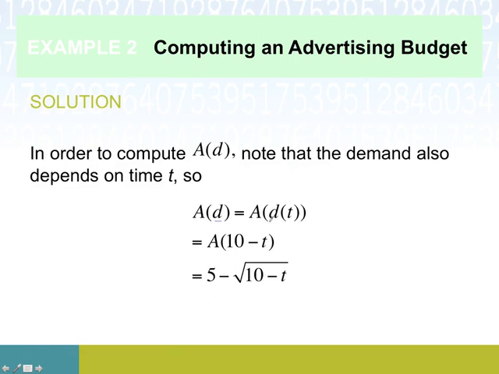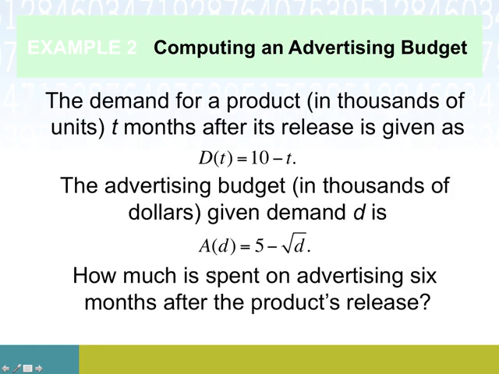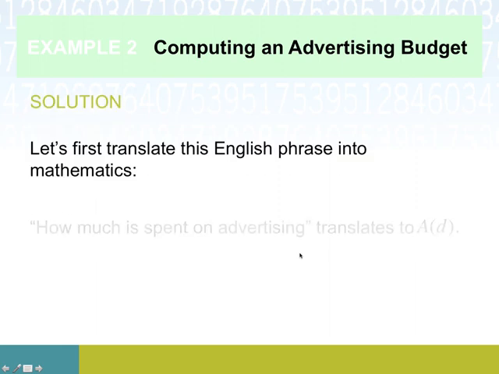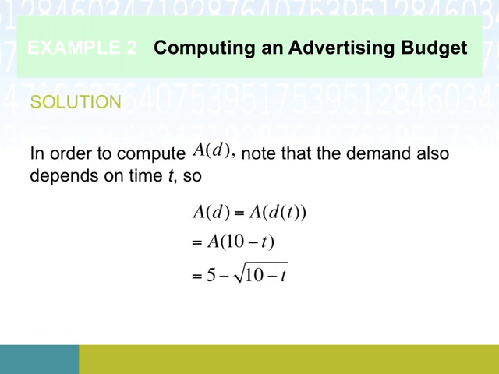So here's D, just fancying it up, putting a little tuxedo on it, D of T instead of just little d. But D of T is just this function, 10 minus T. So now what we've got is A of this expression. And A of this expression, if we look back at our original function for A, is just 5 minus the square root of whatever our input is. So 5 minus the square root of, well, we want 10 minus T. So 5 minus the square root of 10 minus T. We're not totally done yet. That's our function, advertising as a function of time.